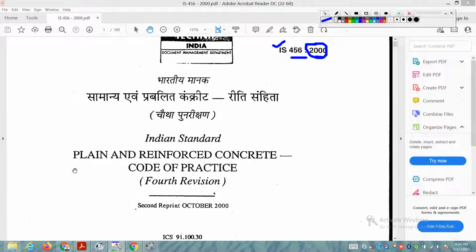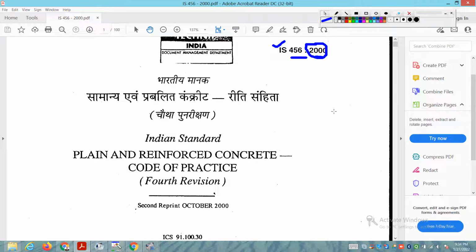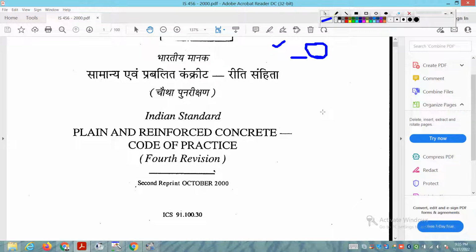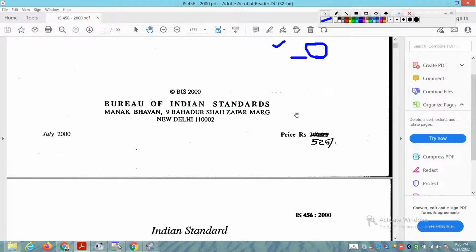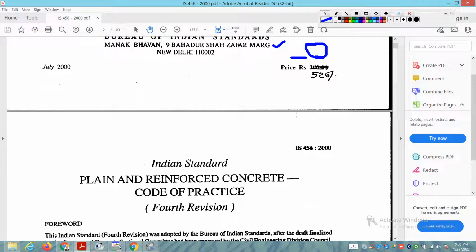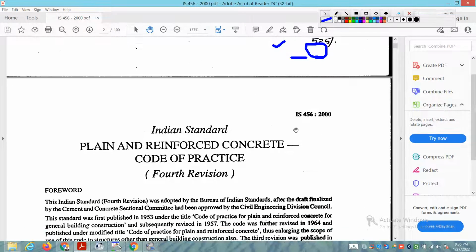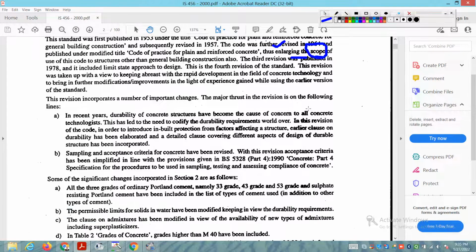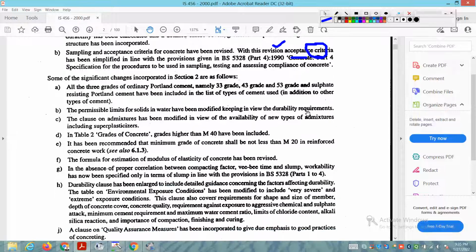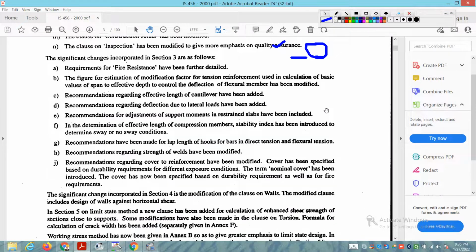See this, here it is written, the title: Plain and Reinforced Concrete Code of Practice. It is the fourth revision. So time to time, with the advancement in RCC designing and construction practices, this IS code is revised. I shall briefly explain what exactly is in the Indian Standard Code of Practices, what are the chapters in this, and time to time you will have to refer to it while designing RCC components.